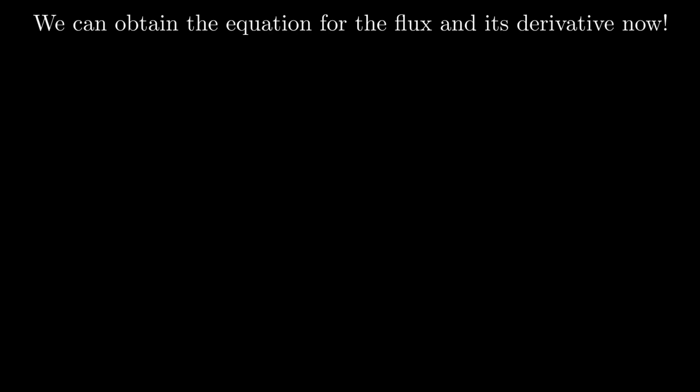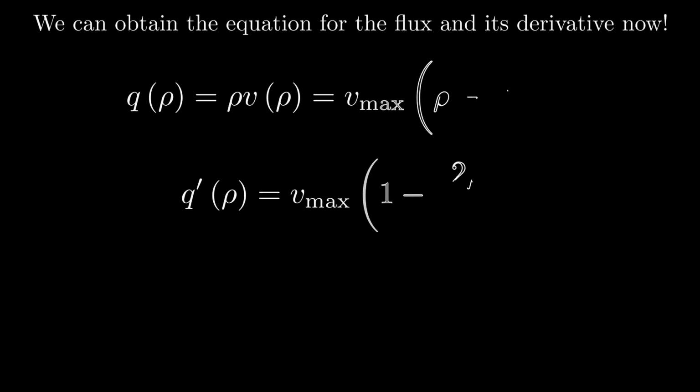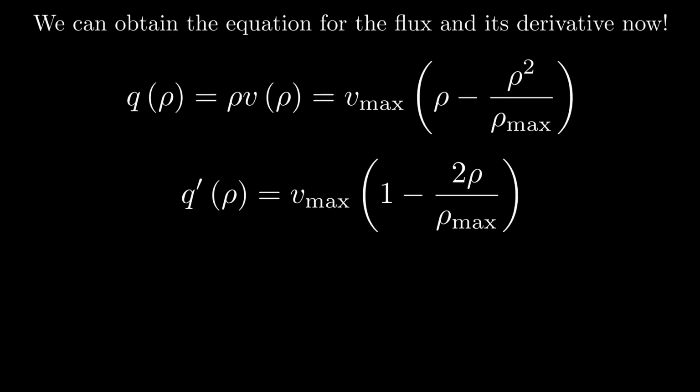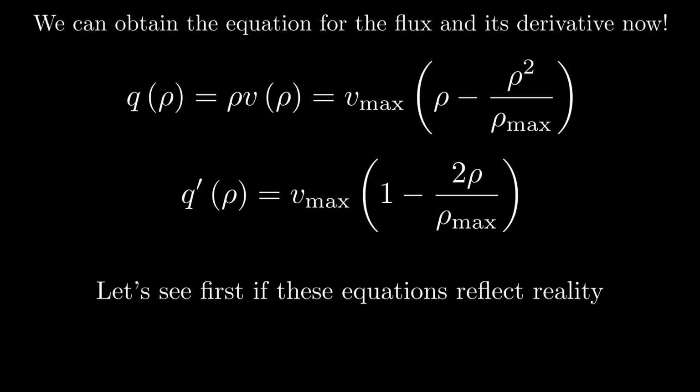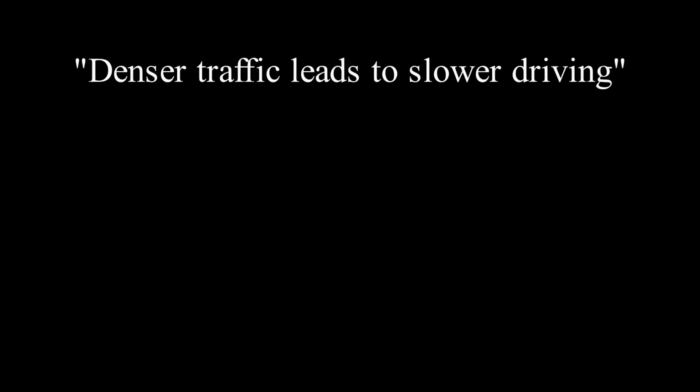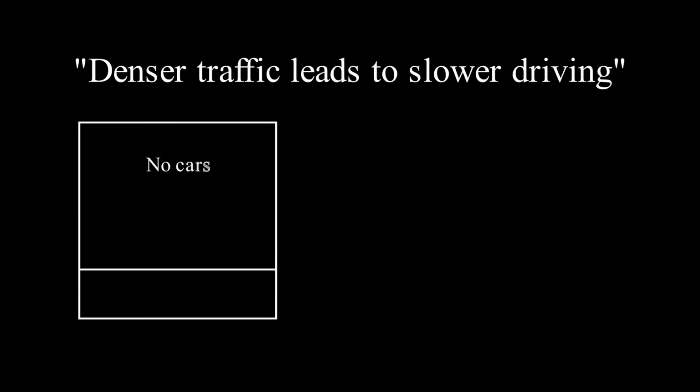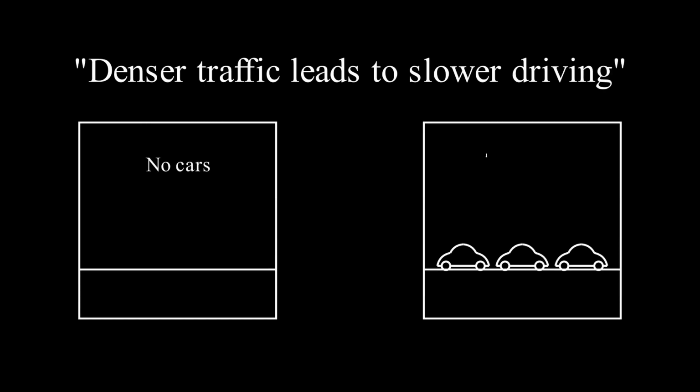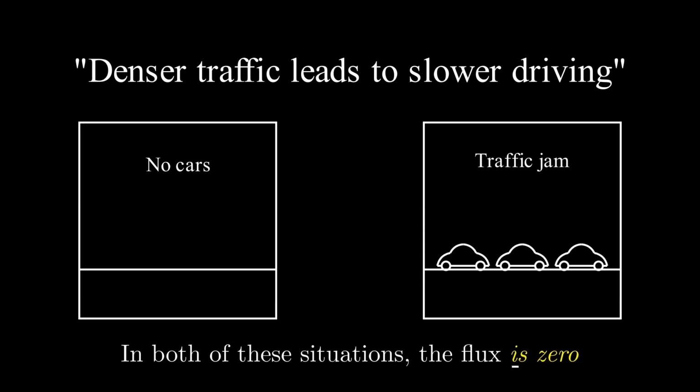This equation of the velocity gives us explicit relations for the flux and its derivative with respect to density. Q of rho is obtained using the fundamental equation, and Q prime of rho is just the derivative of Q. Let's take a moment to see if this matches the intuition we have. When the road is empty, or when there's a traffic jam, there is no net movement on the road, so we would expect the total flux to be 0.